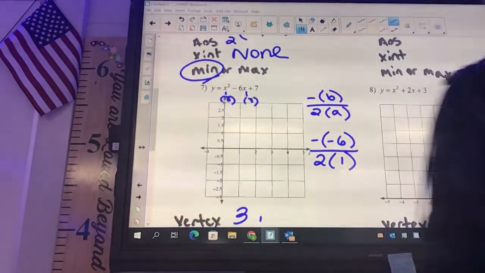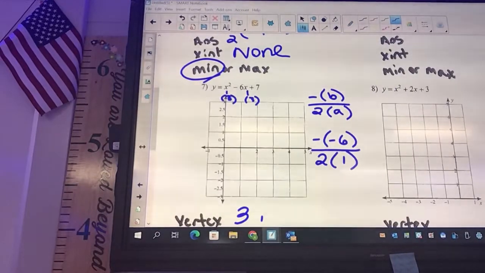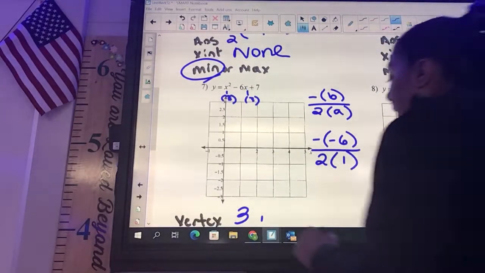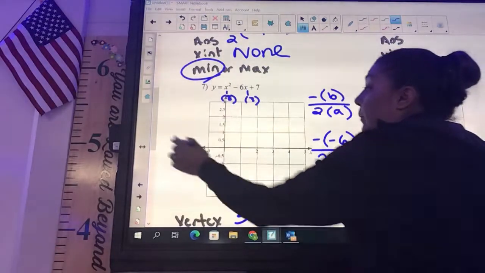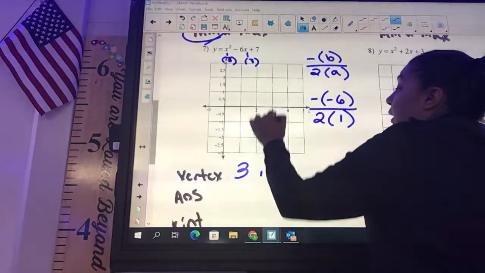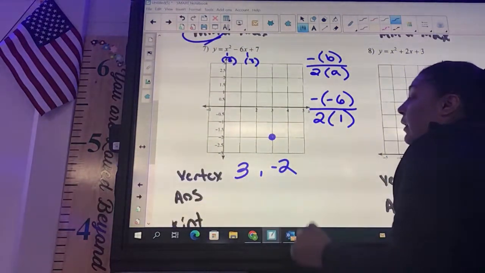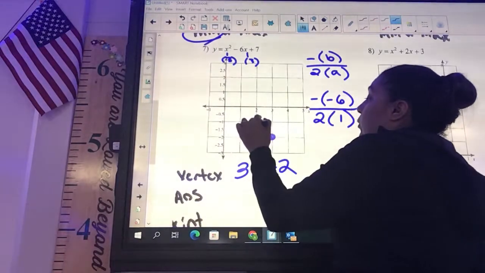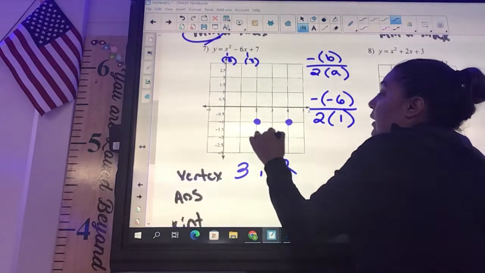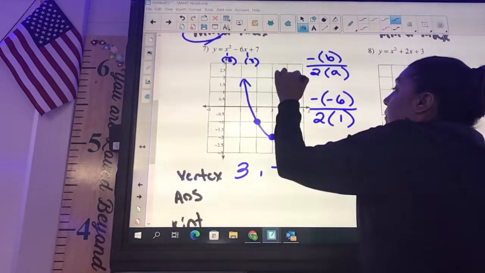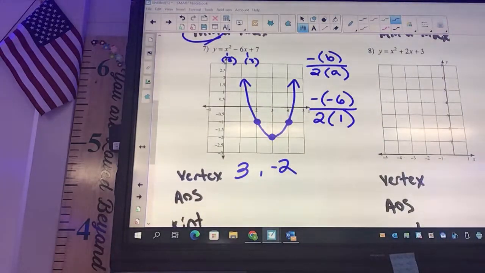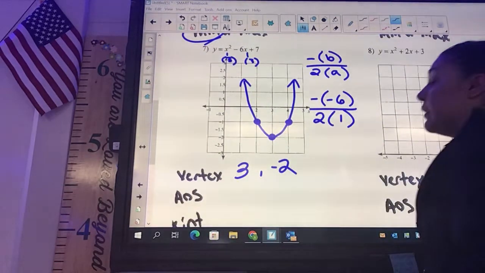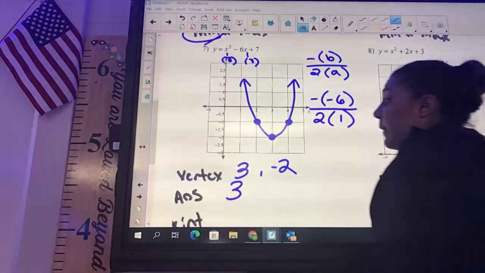Okay, take a second, pause it, type it in yourself. Make sure you're getting what I'm getting. Okay, you should have got a negative 2. Okay, so 3, negative 2. Okay, and then you're going to go up 1 over 1. And we're going to draw our picture. Okay, axis of symmetry is going to be 3.